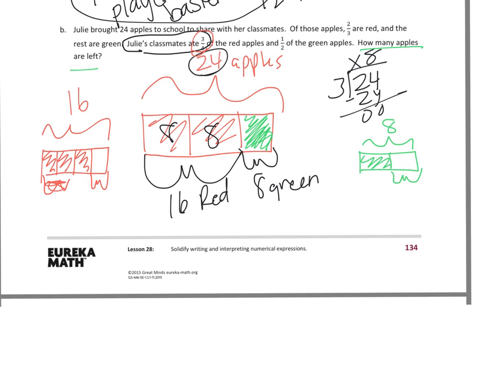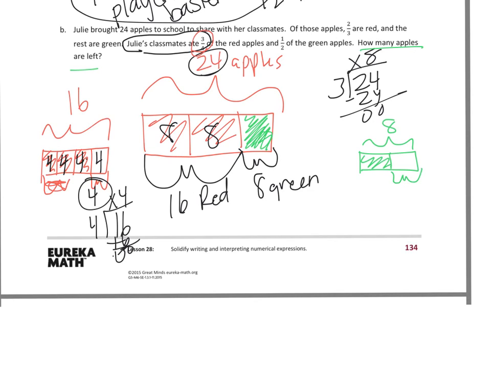So for the red ones, we have 4 boxes, 1, 2, 3, 4, that equals 16. So I want to figure out how many go in each box. So I'm going to divide by 4. And I know that 16 divided by 4 is going to give me 4. So they ate 12, but there are 4 left over.